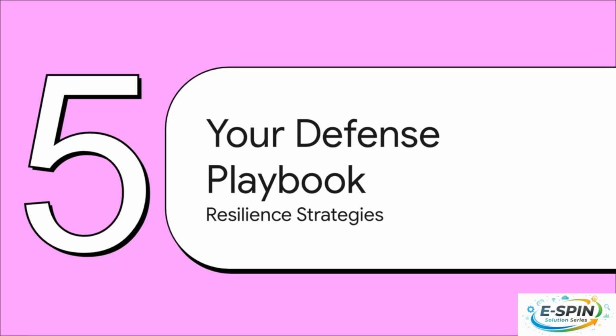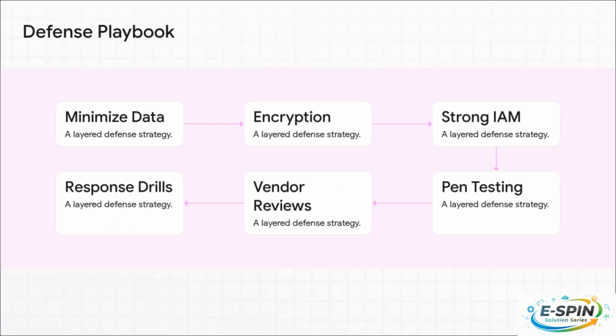All right, now for the really practical stuff. Section 5, your practical defense playbook. These are the actual moves your teams can make to lock things down and get ready for a worst-case scenario. This playbook is all about building layers of defense. We'll walk through these 6 core strategies, starting with the foundation, like just collecting less data in the first place, and then moving into more active stuff like running drills to prepare for an incident.